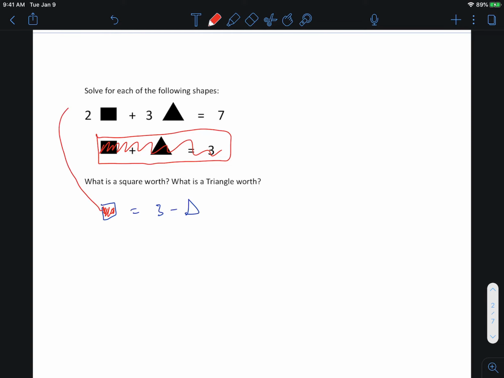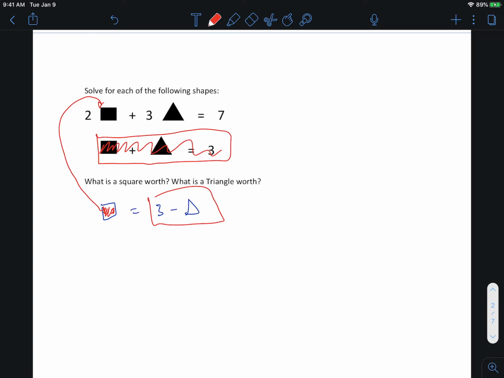What's 1 square equal to? That's where I got confused. Well, we just put in 2. It would be 2 bracket 3 minus triangle, close the bracket, plus 3 triangles is equal to 7.